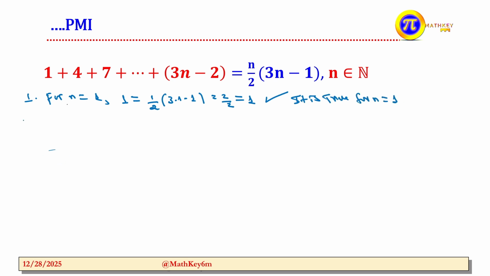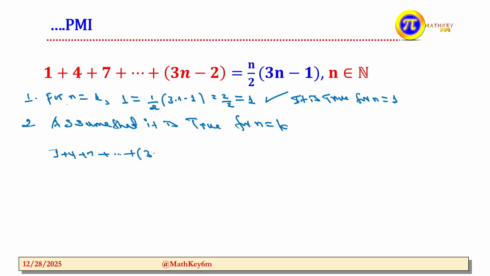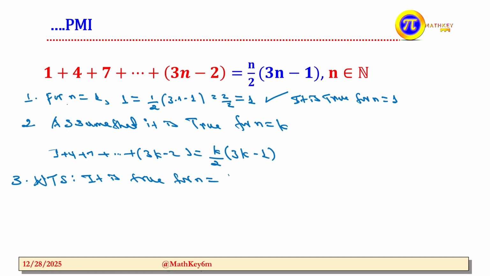The second step is the assumption or hypothesis. Assume that it is true for n equals k. This shows 1 plus 4 plus 7 plus ... plus 3k minus 2 is equal to k over 2 times 3k minus 1, where k is an element of natural number. Then using this assumption, we wish to show that it is true for n equals k plus 1.